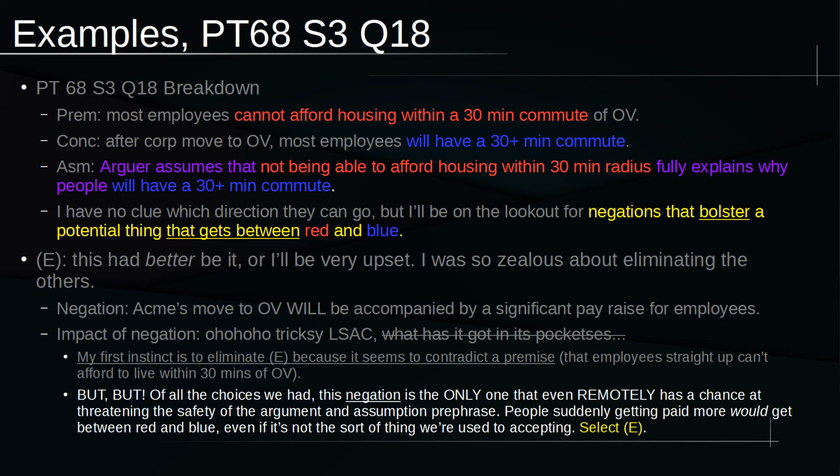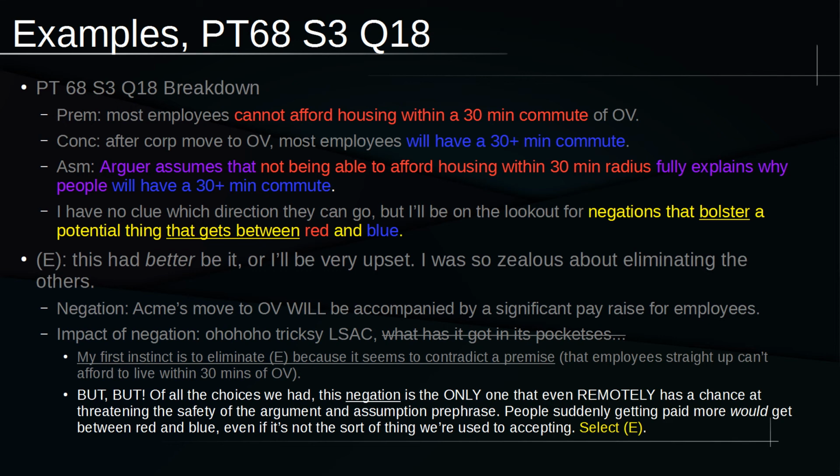So again, compared to all the others, this one, if we negate it, is the only one that even has any sort of shot at getting between our red idea and our blue idea. If people are suddenly getting paid more, then the original idea that they cannot afford housing currently doesn't really get in the way of, or doesn't necessarily connect to the idea that people have to stick with these longer 30-plus minute commutes.